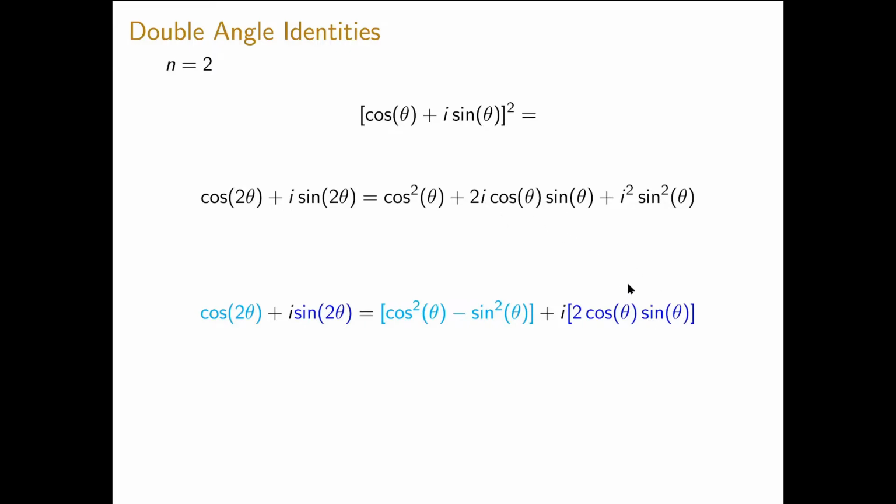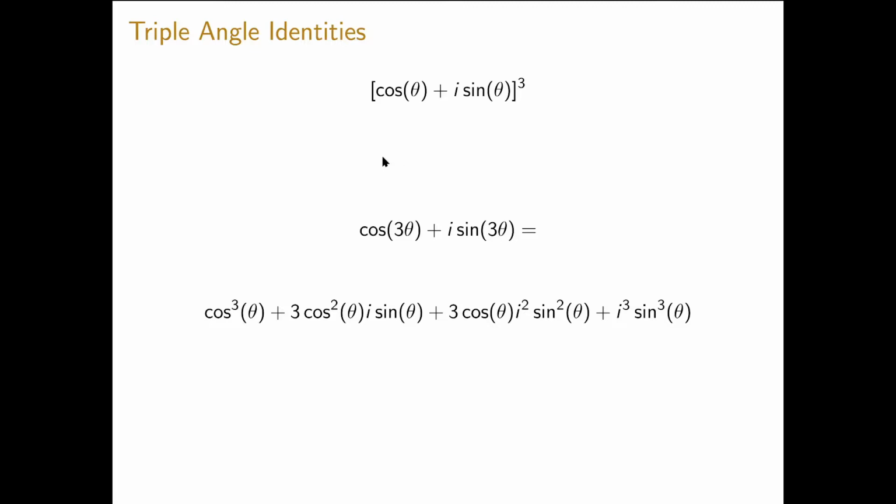If you remember, in my video about complex numbers and Euler's formula, we know that two complex numbers are equal if and only if both their real parts are equal and their imaginary parts are equal. So I know that the cyan portions must be equal and that the blue portions must be equal. And those are exactly the identities for cosine of 2 theta and sine of 2 theta.